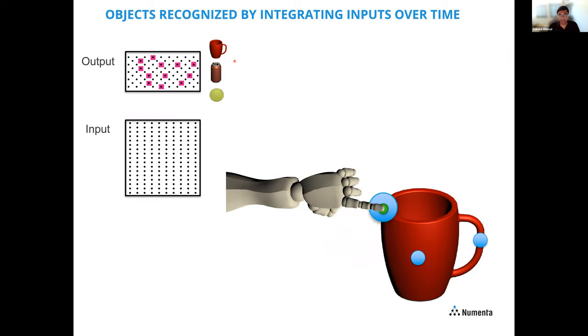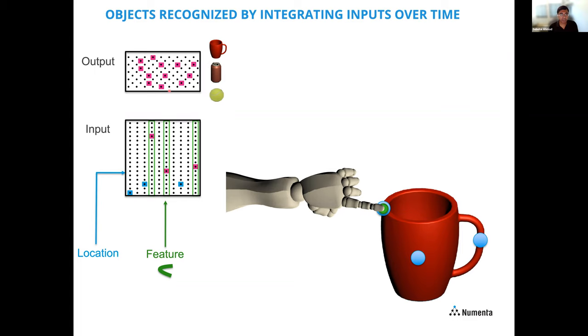And now you're moving to the next location. As you're moving, you have a different predicted location that in turn is going to cause predictions in the sensory layer here. You get the actual sensory input. It's going to be consistent with some subset of it. Now this set of active cells then propagates to the output layer.